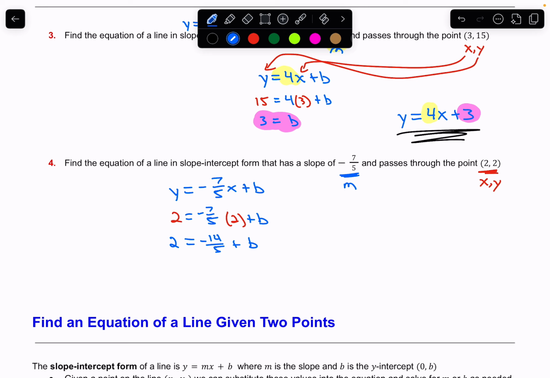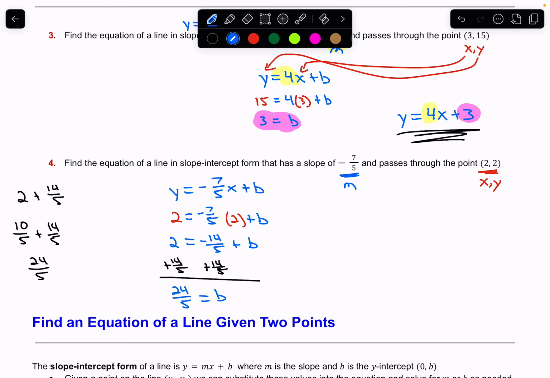So on the left, I'm going to do a little scratch work here, because when I add 14 over 5 to both sides of this equation, I don't want to add 2 plus 14 over 5 in my head, so I'm just going to do it on the side over here. 2 plus 14 over 5. If I find a common denominator, 2 is actually 10 over 5. So putting together 10 over 5 and 14 over 5, we end up with 24 over 5. So now in my equation, I'll write 24 over 5 is equal to b.